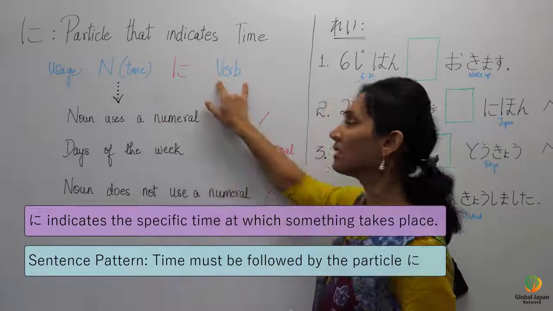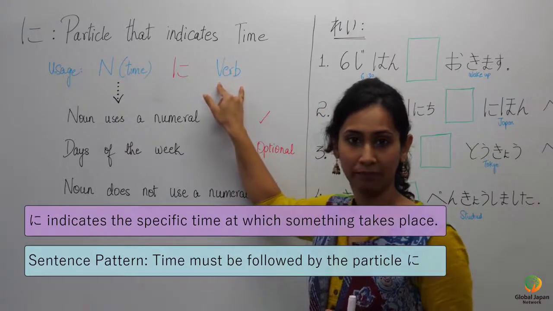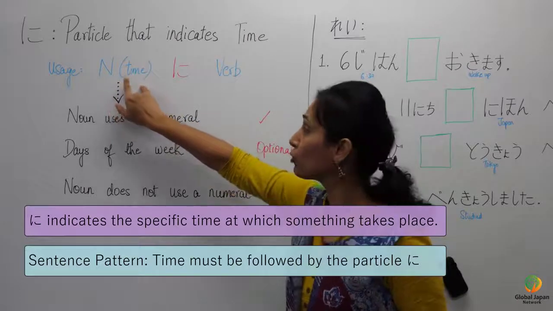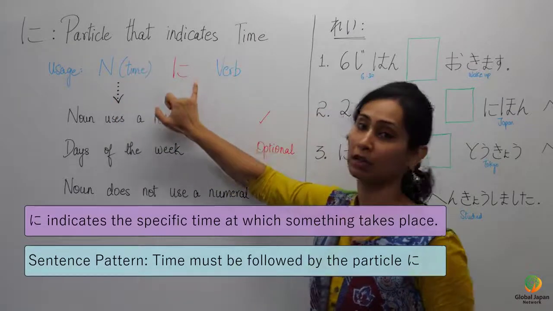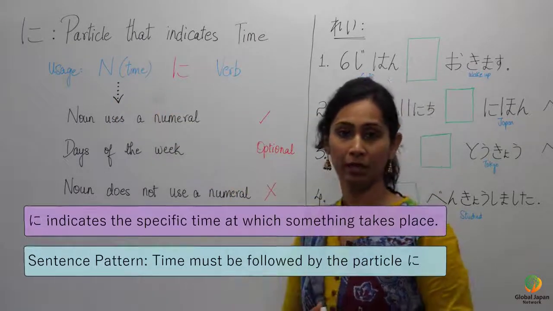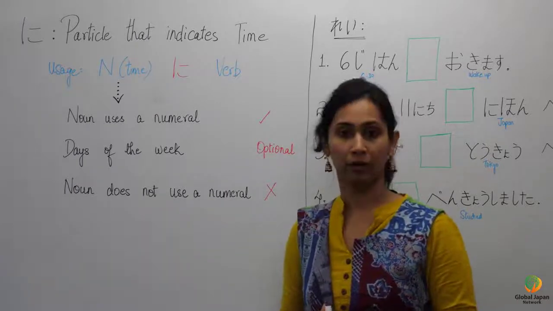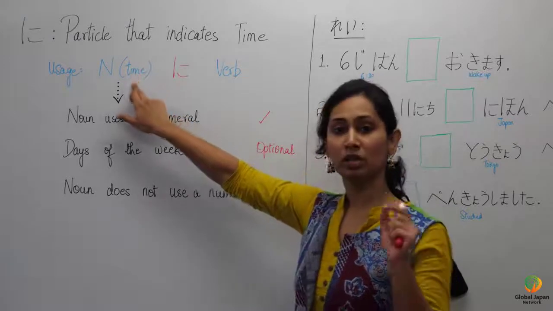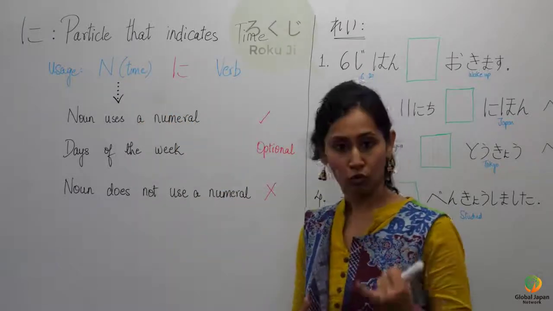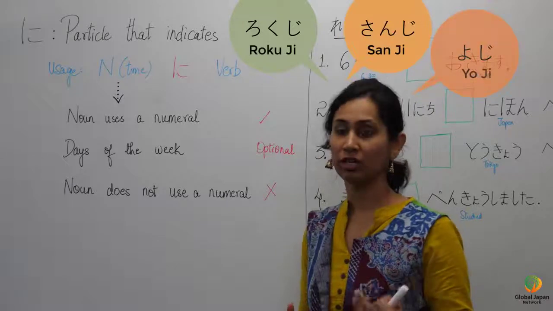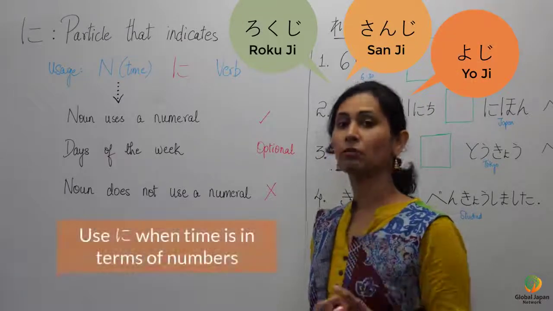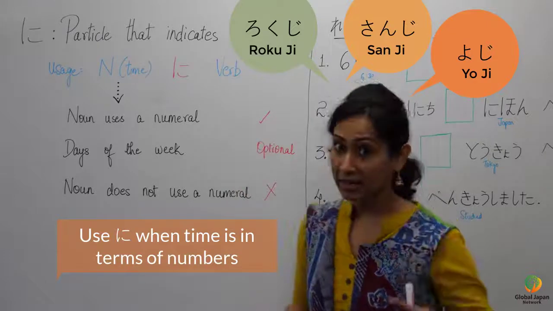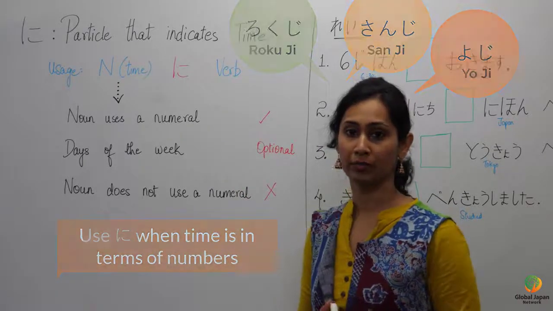So if this verb is indicating some activity, the time at which this activity happens should be followed by the particle ni. There are 3 points to be remembered here. First point, when this time uses a numeral like rokuji, sanji, yoji, when time is in terms of numbers, ni particle usage is mandatory. It should be used.